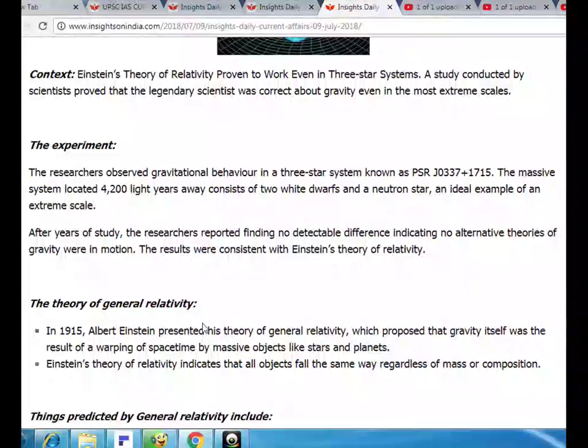The theory of general relativity. In 1915, Albert Einstein presented his theory of general relativity, which proposed that gravity itself was a result of the warping of space-time by massive objects like stars and planets. Einstein's theory of relativity indicates that all objects fall the same way regardless of mass or composition.